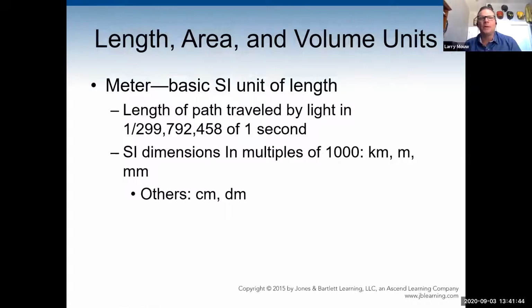So we talked about a meter. The meter is the basic SI unit of length, and it can be defined as the length of path traveled by light in that much of a second. So basically that's the scientific definition of what a meter is.